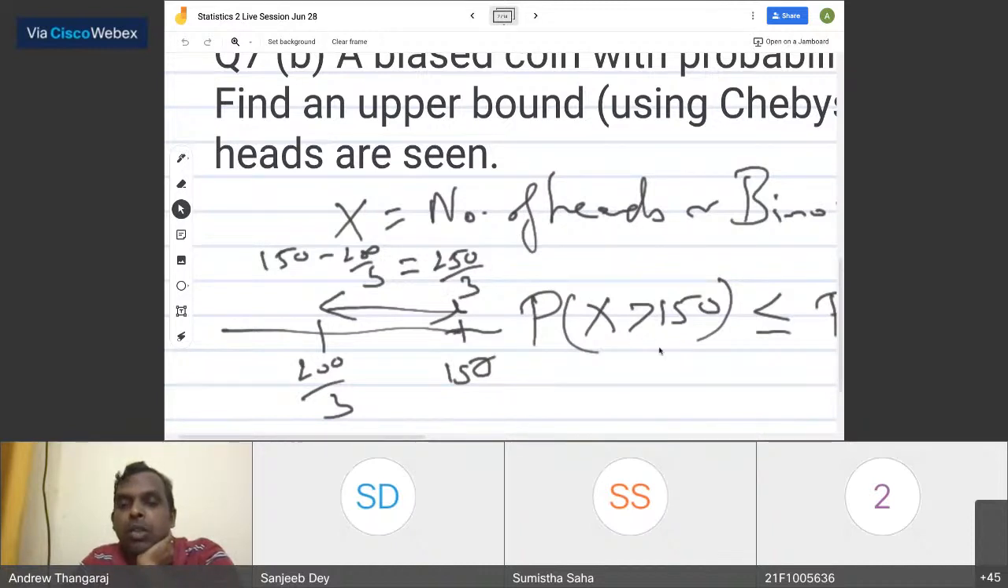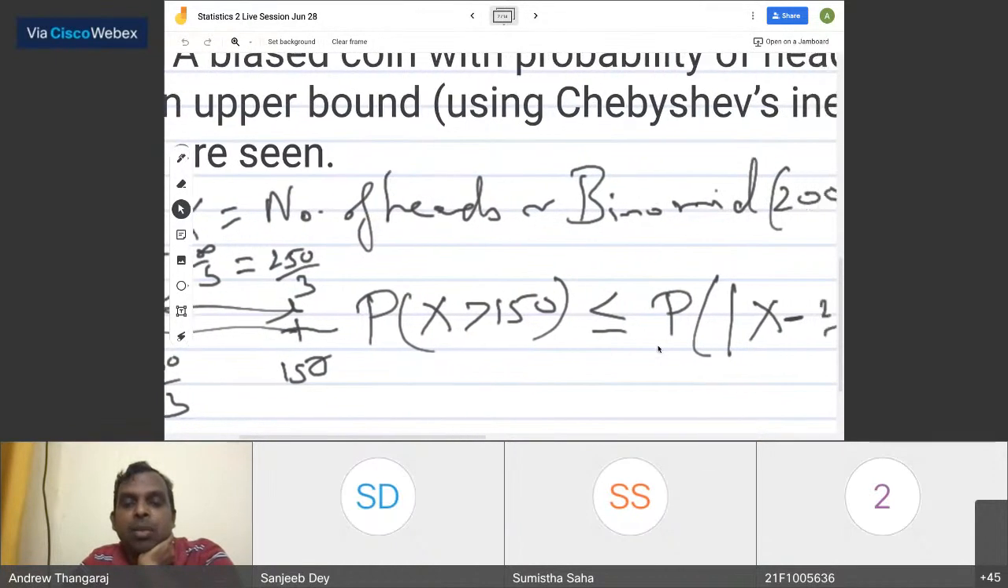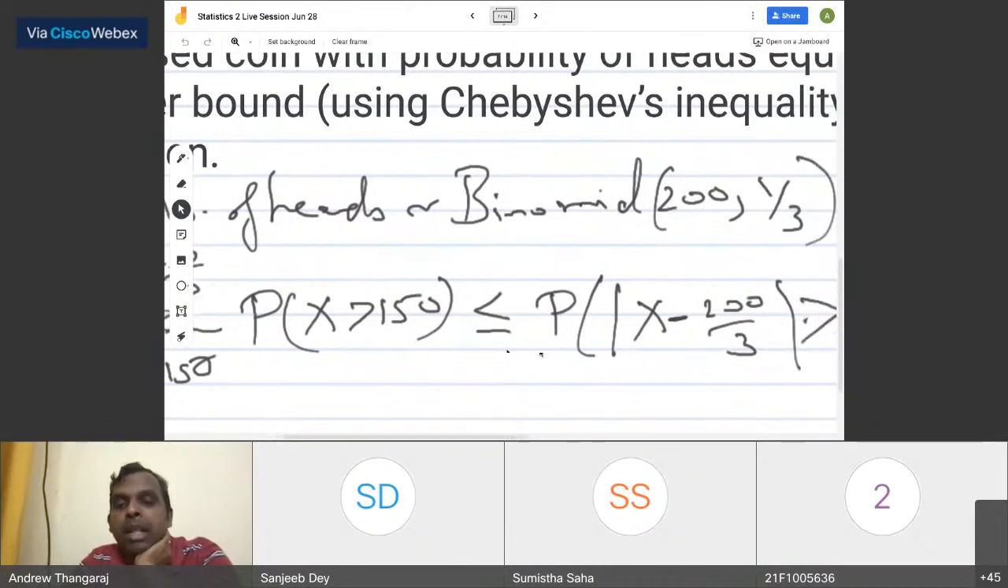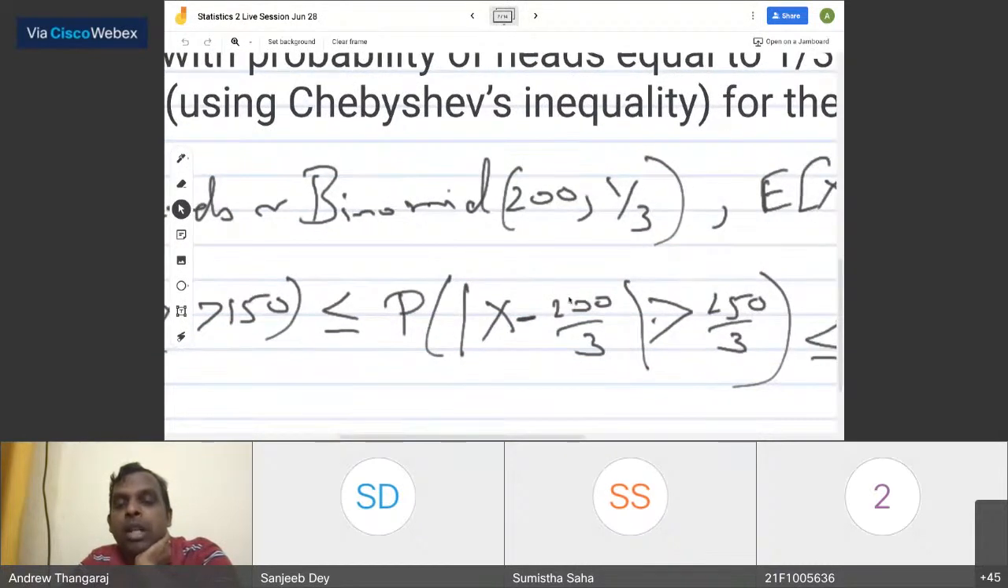Okay. So from here, I'll write this little thing here. Probability x is greater than 150 is less than or equal to probability that absolute value of x minus 200 by 3 is greater than 250 by 3. Why did I not write equal to here? Why did I say less than or equal to here? Can anybody answer that on the chat?